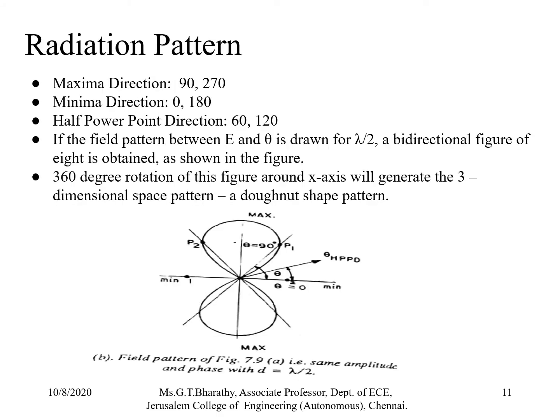So by substituting maximum direction, minimum direction and the half power point, we can get the radiation pattern. We can see that the point sources 1 and 2 are kept on the horizontal line. Perpendicular to that we have the maxima. So this is the direction pattern which is called the dognet shape pattern.